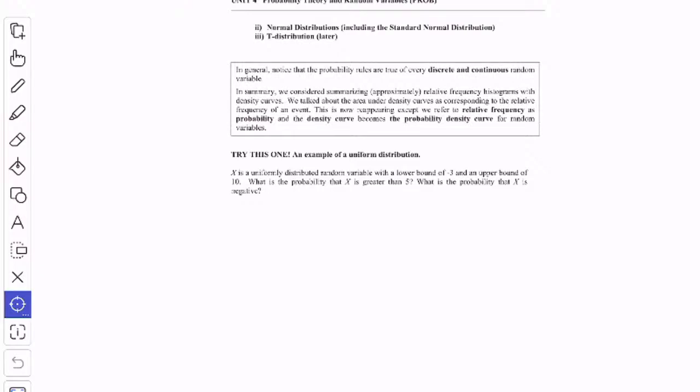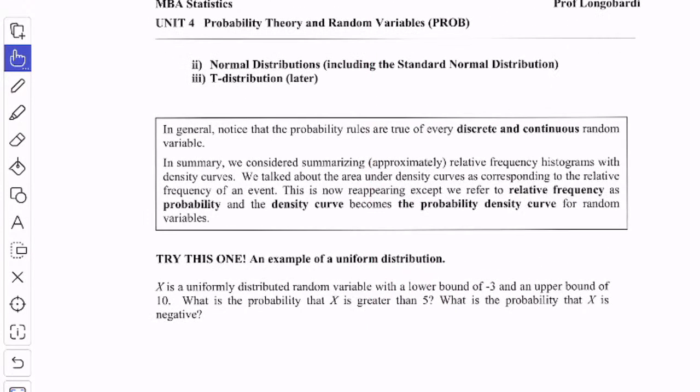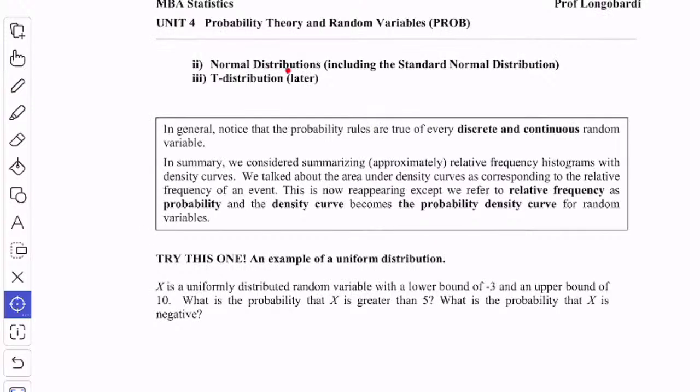All right, so what else in terms of continuous distributions are there for this class? There are the normal distributions, which we've already discussed, including the standard normal. And later in Unit 6, we'll talk about the t-distribution. I might talk about the chi-square, depending on if we get there, but I think it's just the t that I require for tests.